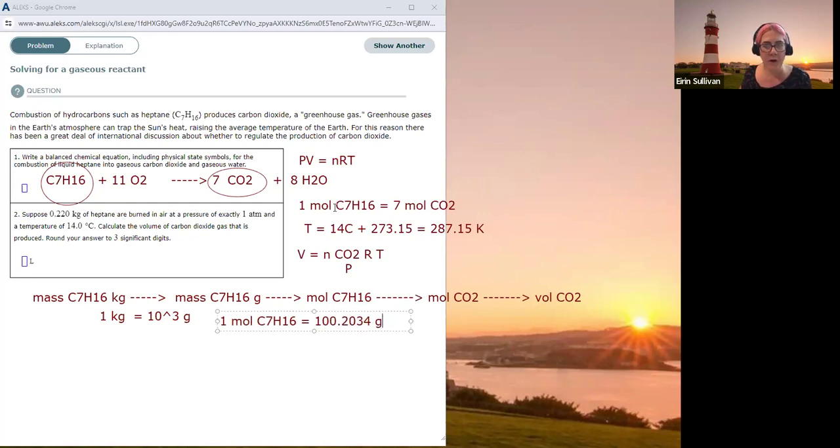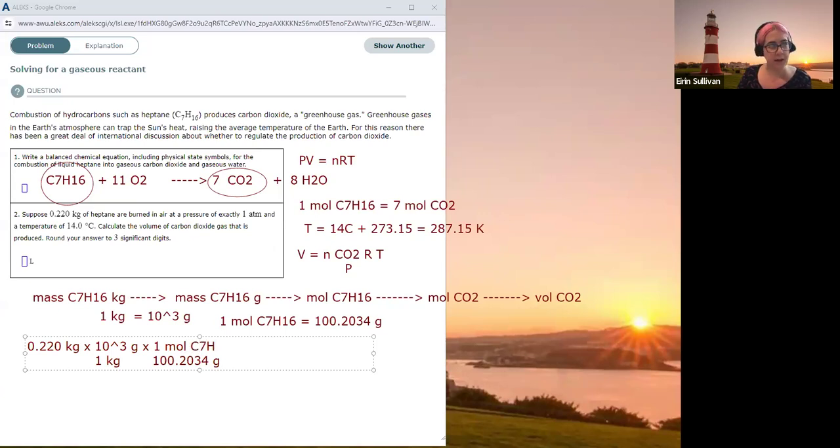And then we've already got our mole ratio between heptane and carbon dioxide here. And we've already got our rearranged value of the ideal gas equation here. So we're just going to multiply by RT over P. All right, so our mass was 0.220 kgs. So 1 kg is 10 to the power of 3 grams. And then we're going to divide through by a molar mass to convert grams to moles. So the molar mass was 100.2034, probably. So every 1 mole of heptane weighs that much.